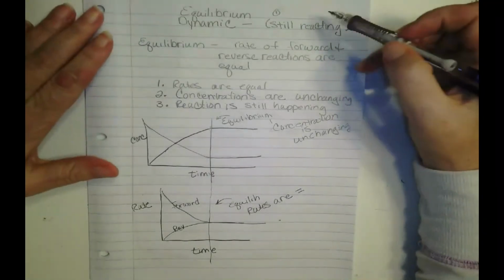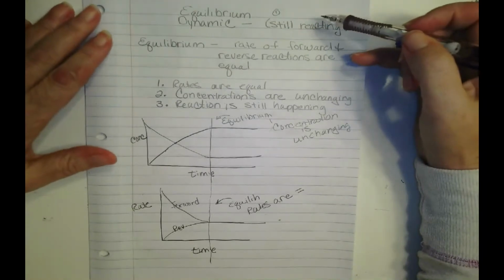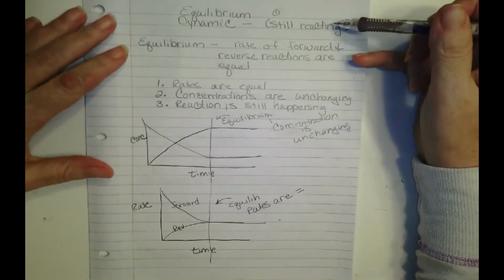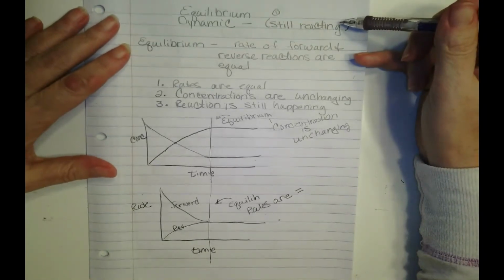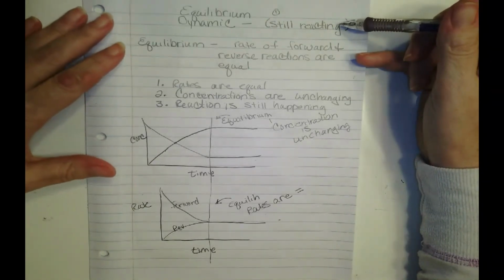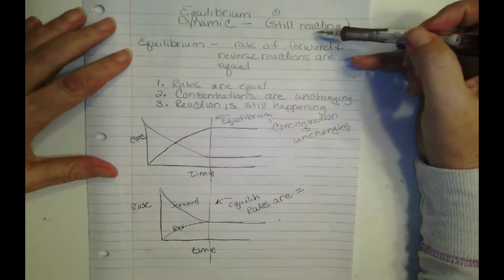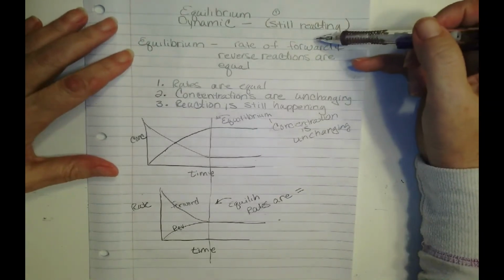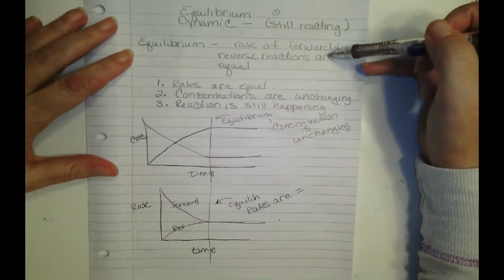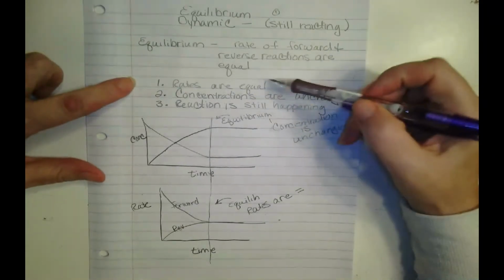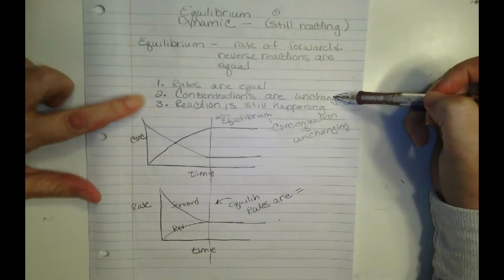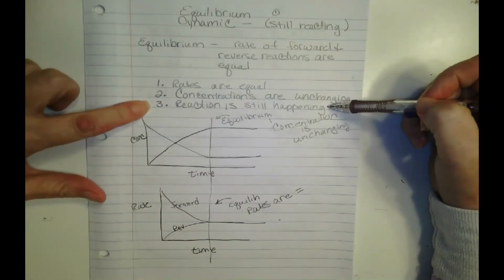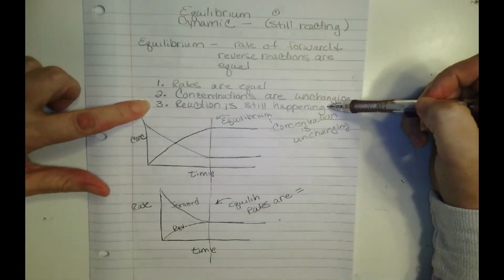So as I've said, this equilibrium is dynamic. That means it's still reacting. So even though we don't see a change in amounts or concentrations, they are still going forwards and backwards, okay? So our equilibrium is when the rate of the forward and the reverse reactions are equal. Number one, the rates are equal. Number two, the concentrations are unchanging. And number three, the reaction is still happening. That's why it's a dynamic equilibrium.